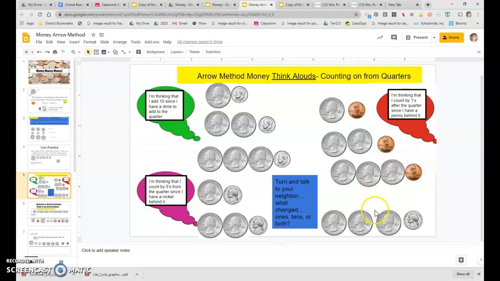Okay? And down here we have another one with the nickel, 25, 50, 75. What do you think the next one's going to be? Turn and talk to someone that's standing by you and see if you get 80 cents. 25, 50, 75, 80, because it is 5 cents more.